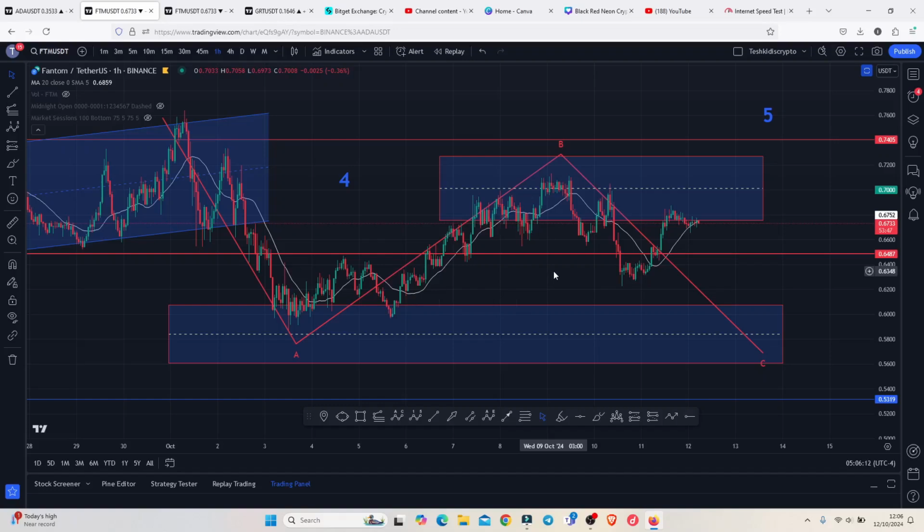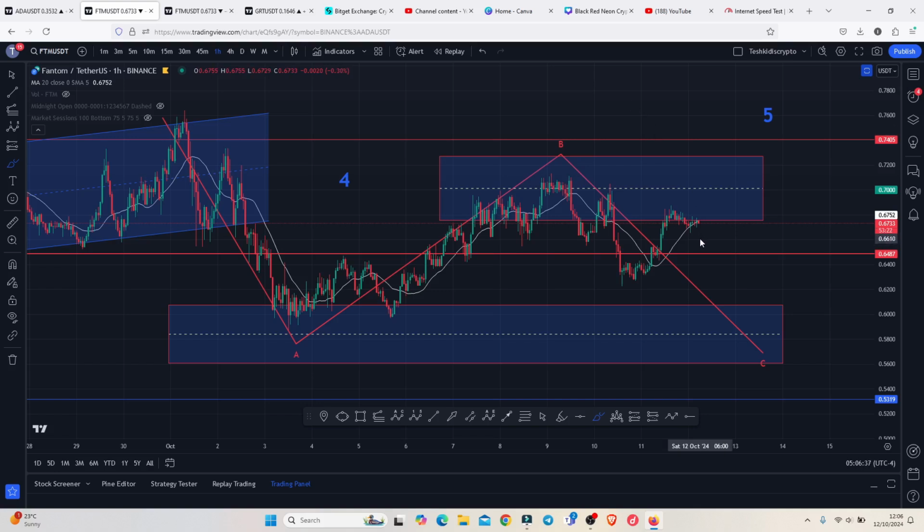Fantom has given us a breakout move into our key area of resistance that lies between the $0.727 and the $0.6755. And at the time of this recording, we continue to hold above a key area of support above the 0.6487. And on today's video, I will be discussing two possible scenarios.